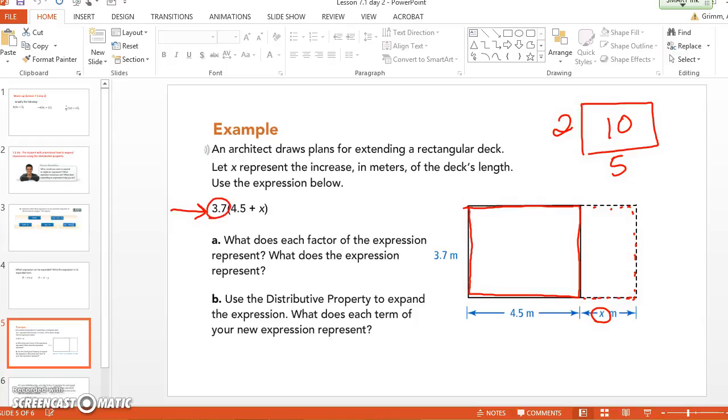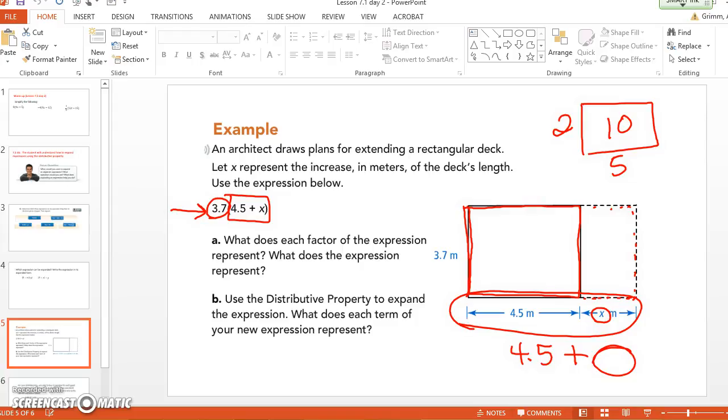So let's look at this. Where does this number come from? 3.7. I know it's 3.7. Where does it come from? Yes, you can call it the height of the deck if you want, or you can call it the width of the deck. That's fine. Okay, where is this coming from? The length and the extra width. Yes, isn't that this? Because let's think about this. You have your original deck at 4.5, and you want to add more length to it, but you don't know how much, which is why you're calling that x. Does that make sense where all those numbers are coming from?